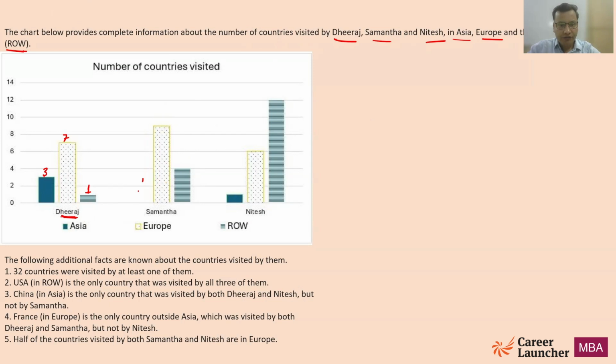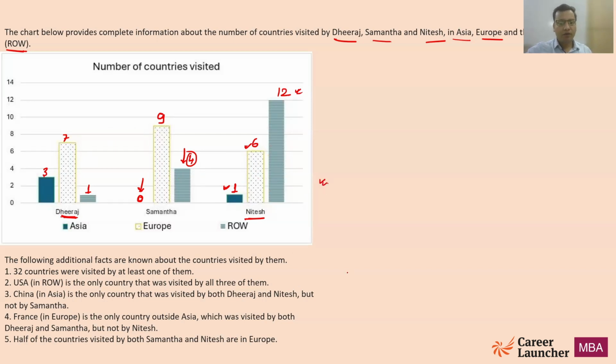Similarly, 0 countries were visited by Samantha in Asia, 9 countries were visited by Samantha in Europe, and 4 countries were visited by Samantha in the rest of the world. Similarly, for Nitesh, this is 1, this is 6, and this is 12. So I can say Nitesh has traveled to 1 country in Asia, 6 countries in Europe, and 12 countries in the rest of the world. So this is all about the bar graph, right?